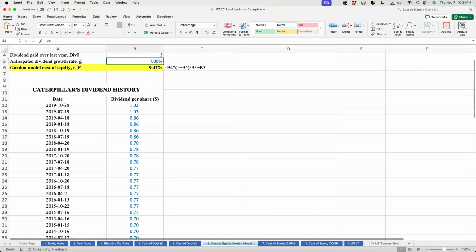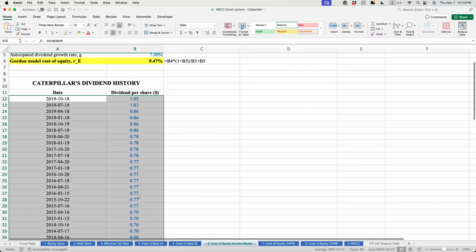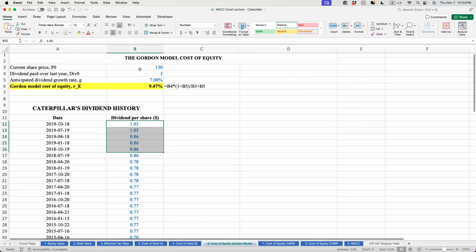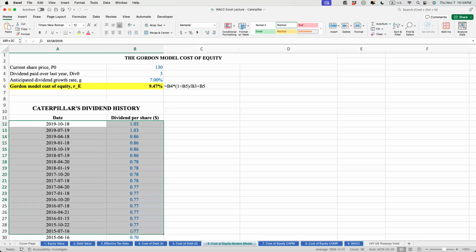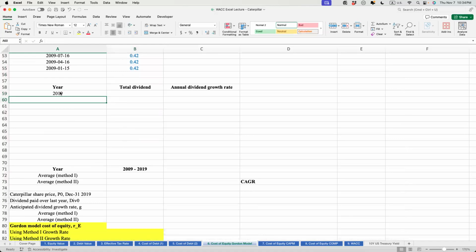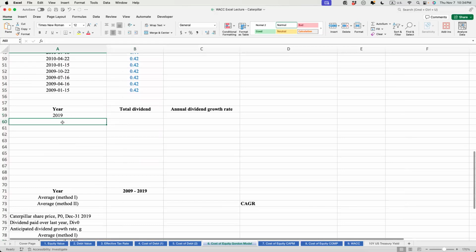Okay, so now let's use Caterpillar as an example to try to estimate what is the growth rate for their dividends payment. So since the company pays dividends every quarter, and for our Gordon model we do need a yearly dividends payment, once you gather the dividends historical data, you do have to calculate the historical annual dividends payment. Therefore, we're gonna start from the bottom part here. We know that our most recent year will be 2019, and the database is all the way traced back to 2009. So let's just start to set up the year in the first column.